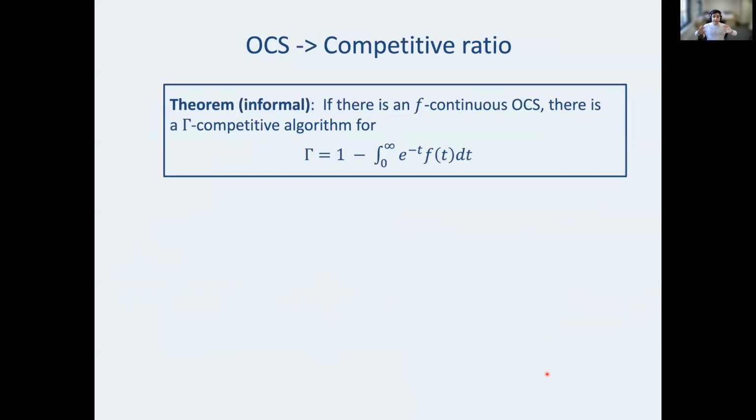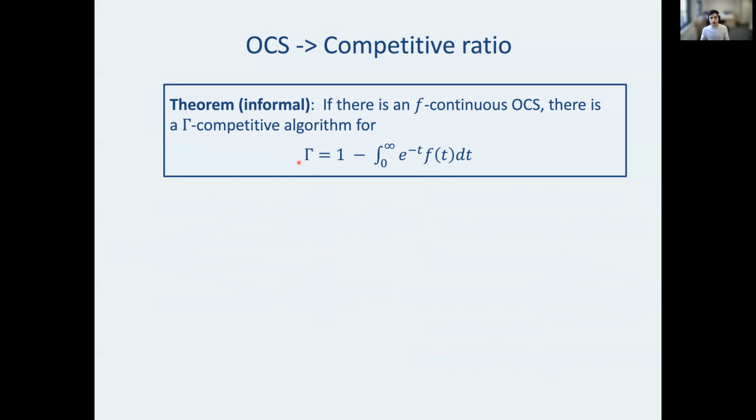Okay, so if we had an f-continuous OCS, then we want to use it to build an algorithm for edge-weighted online bipartite matching. And we have a meta theorem showing how to do that. For any f-continuous OCS, we can use it to construct a gamma-competitive algorithm for gamma given by this really concise formula, this integral. And as you might expect, as f goes down, which corresponds to stronger OCSs, the competitive ratio goes up.